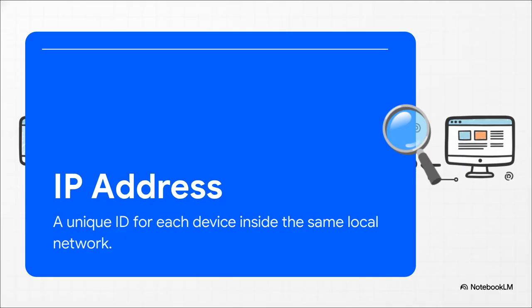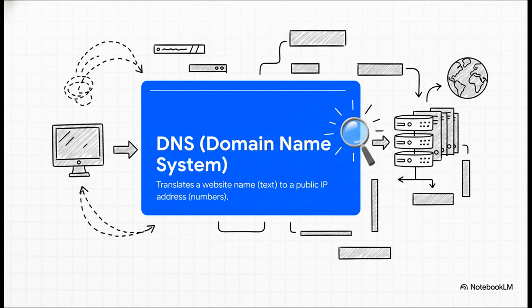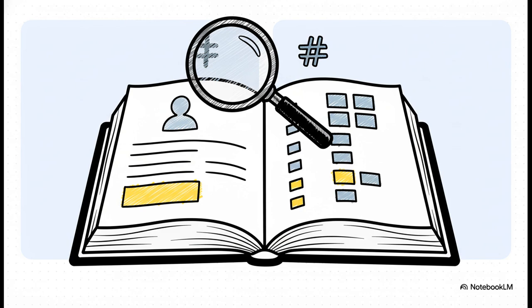Okay, so it all starts with one question. Where is this website really? See, the internet doesn't really use names. It runs on numbers called IP addresses. And to get the right number, your computer pings something called the Domain Name System, or DNS. Just think of DNS as the internet's phone book. It looks up a name to find its number.